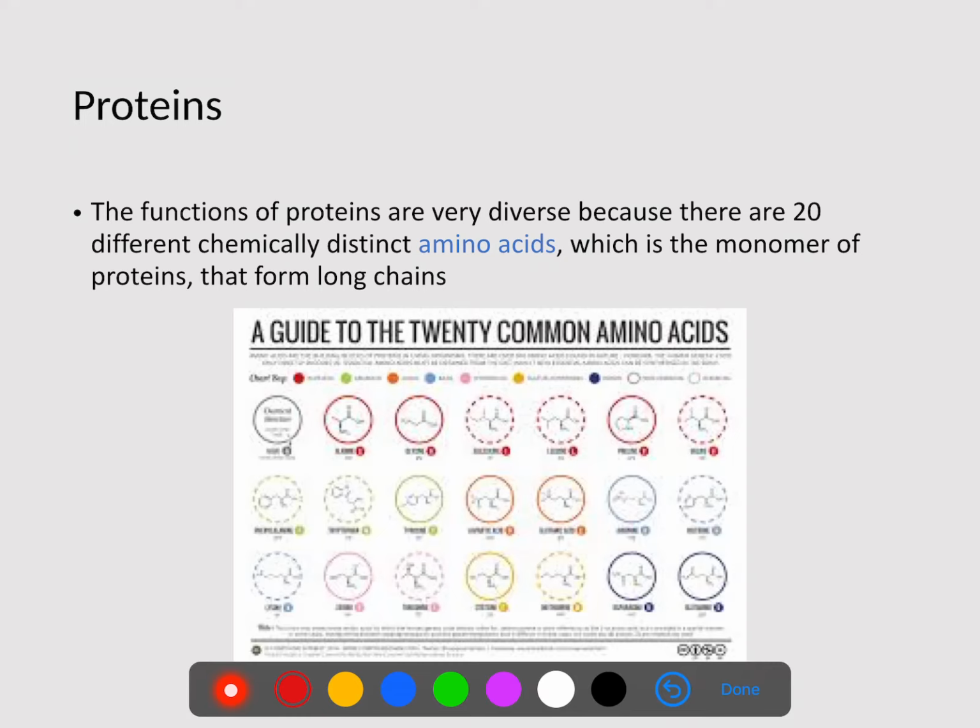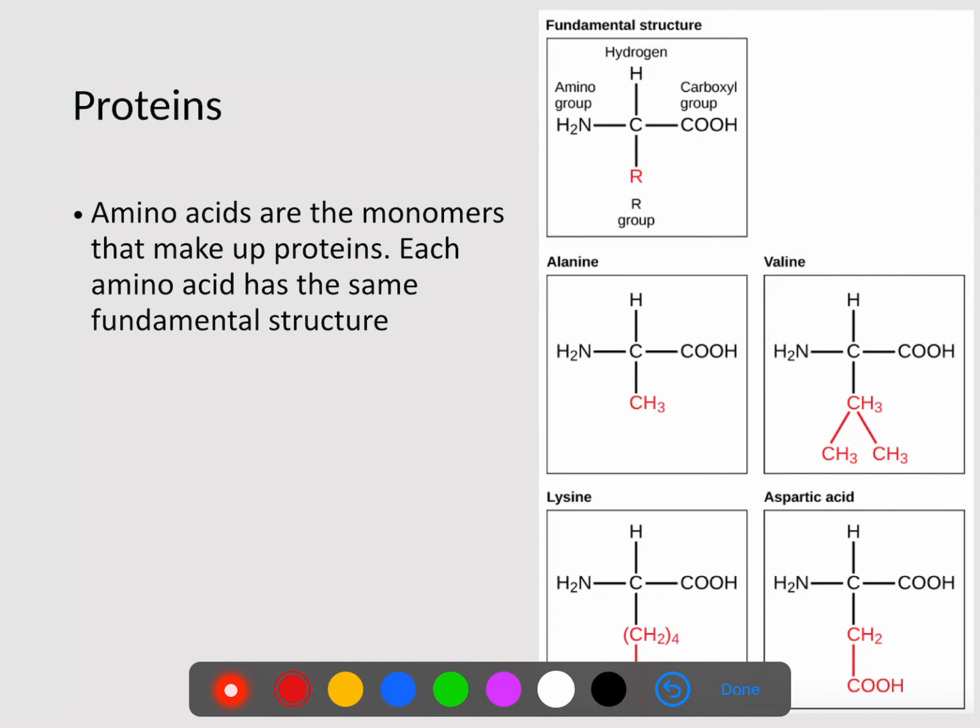Now, the functions of proteins are very diverse because there are 20 different chemically distinct amino acids, or the monomer of proteins. And again, these monomers will combine together to form a long chain that then folds together to make our proteins. Again, 20 different amino acids in our body.